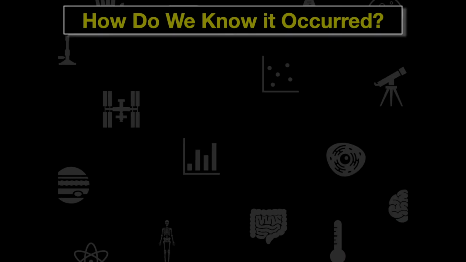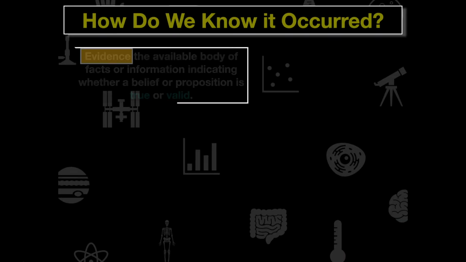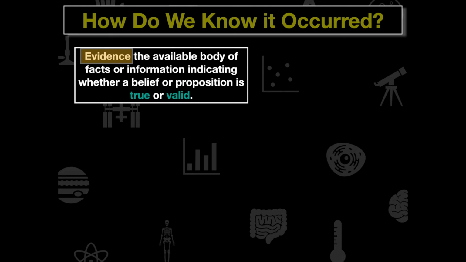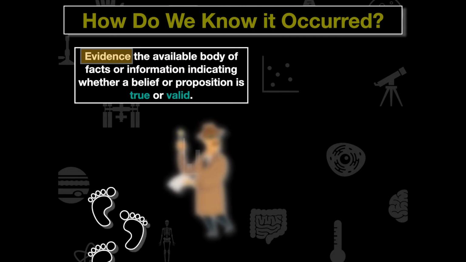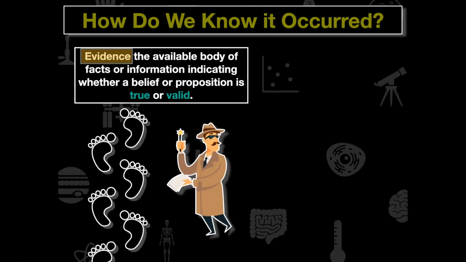Now, how do we know that this occurred? Well, we're going to use evidence. We're going to look at a lot of evidence that explains how evolution occurred. And evidence is really the available body of facts or information indicating whether a belief or proposition is true or valid. So detectives use evidence to solve a crime. And if a crime has occurred, the way that it's presented in a court of law is the evidence is presented to the jury, and the jury makes a decision.